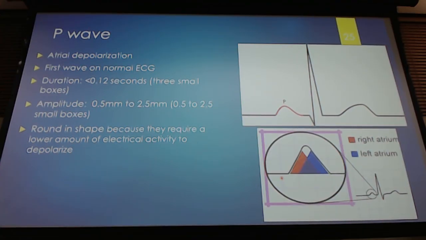And so if it's the first part of that P wave that's abnormal, that tells us there's something going on with the right atrium. If it's the latter part of that P wave, it's going to tell us something going on with the left atrium.